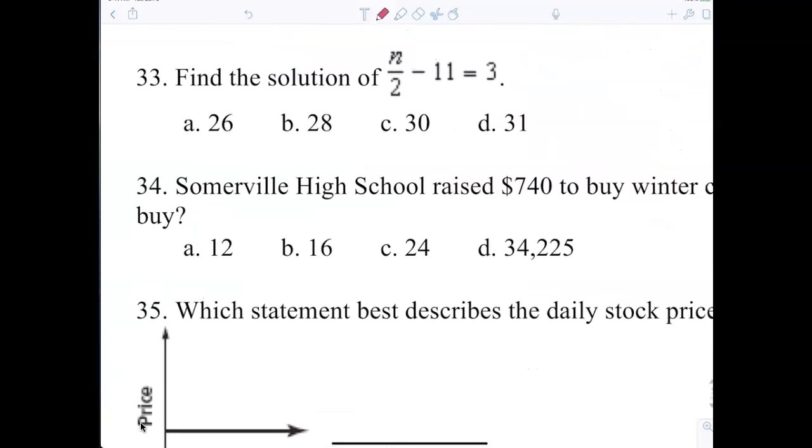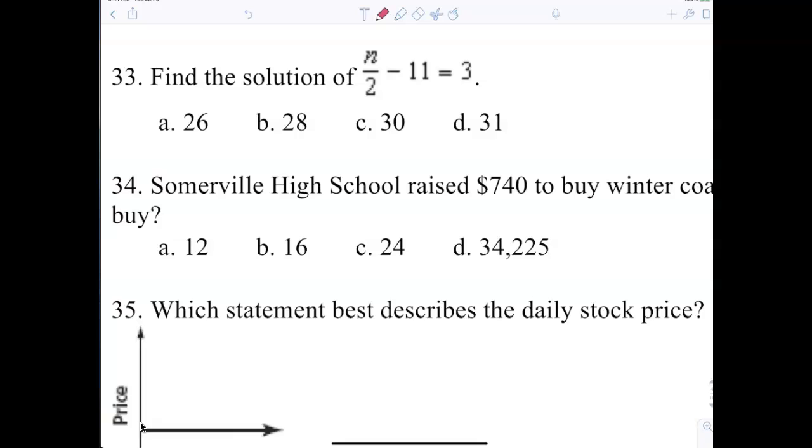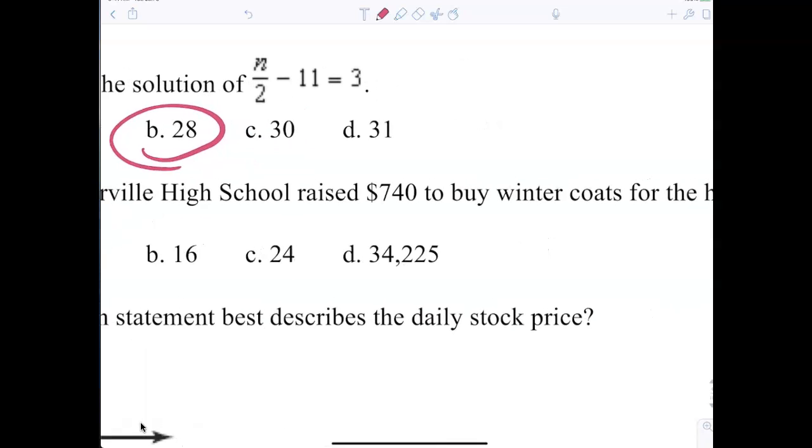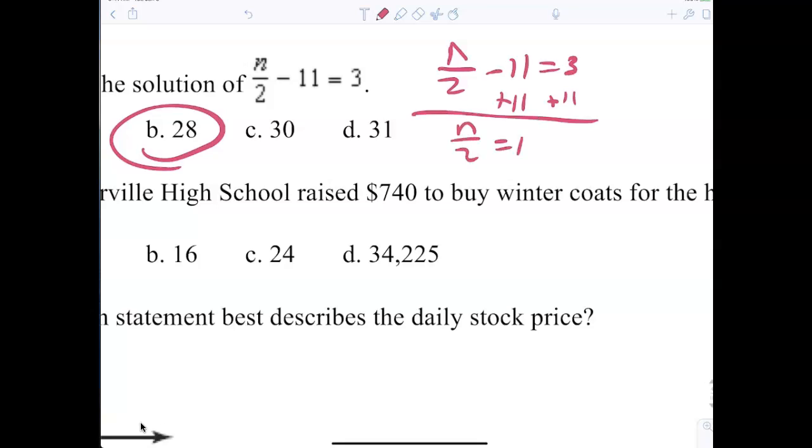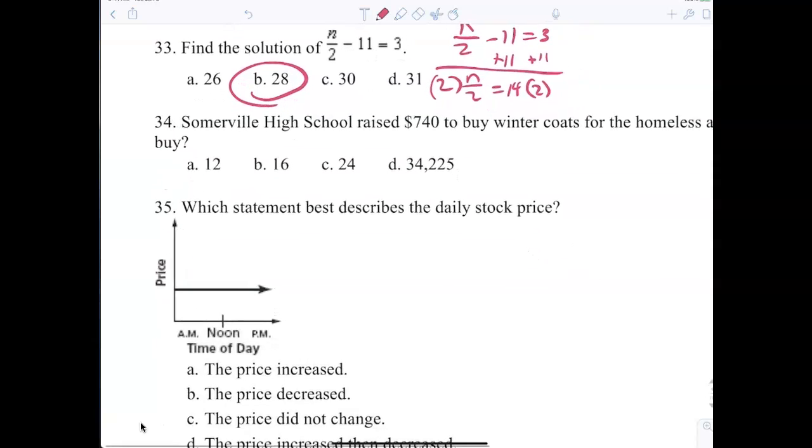Now for us, this is pretty good mental math, right? Add 11, multiply by 2, so the correct answer is what? Good, 28. Now, just to be sure, n over 2 minus 11 equals 3. Add 11. n over 2 equals 14. Undoing division is multiplication. So n equals 28. All right.